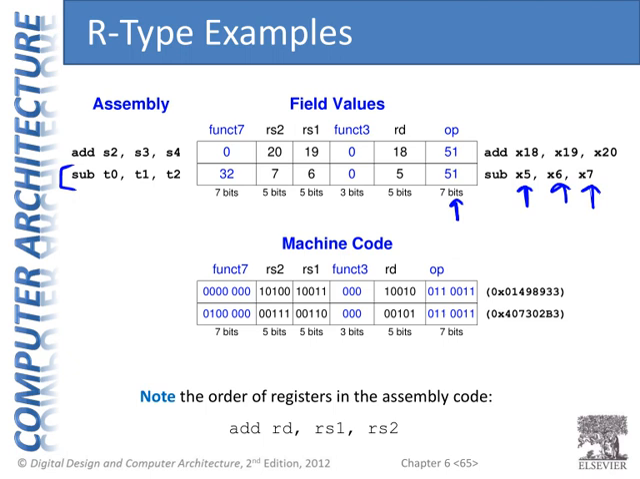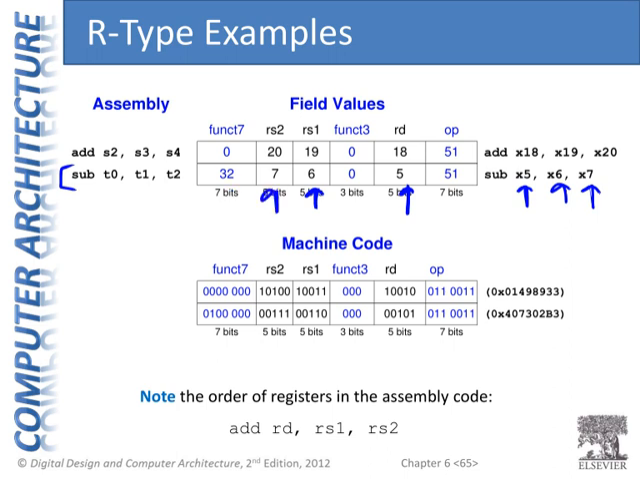So in order to determine whether it's an add or subtract, we really need to look at the func7 and func3 bits as well. So func7 is 32 in the case of performing a subtract operation, and func3 is still 0. And then we fill in our registers. So RD is 5, RS1 is 6, and RS2 is 7.